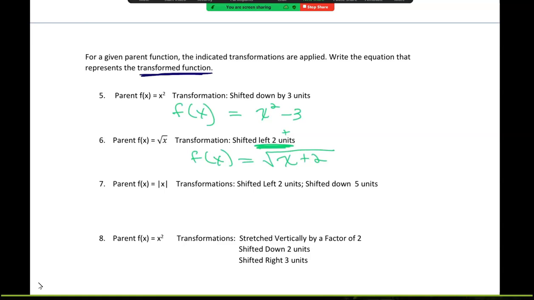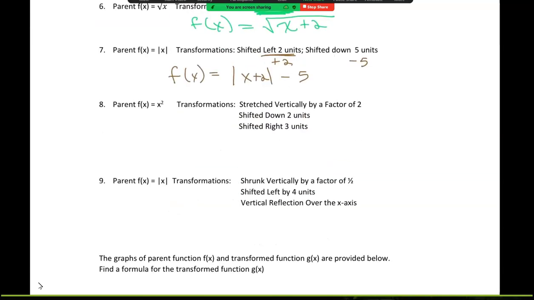Okay, here's an absolute value. It says I have to shift it left. If I'm going to go left, then that's the minus direction. It's going to have to be plus 2, right? And then down 5. So that's going to be minus 5 outside. So this is inside first and then outside. So f of x equals, okay, inside is going to be plus 2. Outside is going to be minus 5. Okay. Next one's getting more complicated, but that's okay. We're up for the challenge.